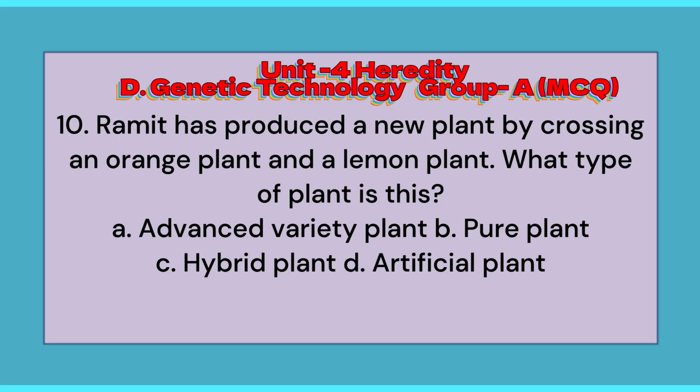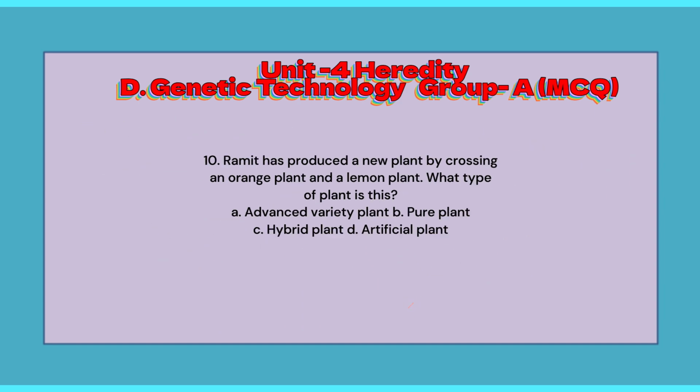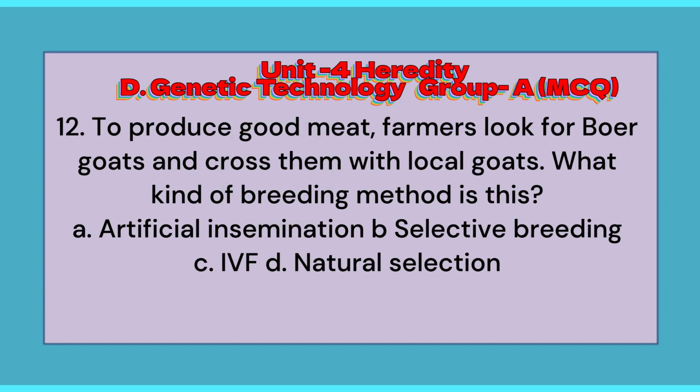10. Ramit has produced a new plant by crossing an orange plant and a lemon plant. What type of plant is this? A. Advanced variety plant. B. Pure plant. C. Hybrid plant. D. Artificial plant. Correct answer: C. Hybrid plant.